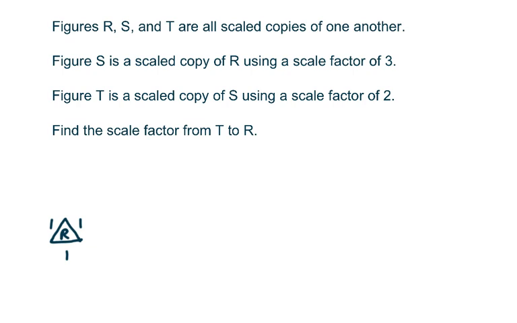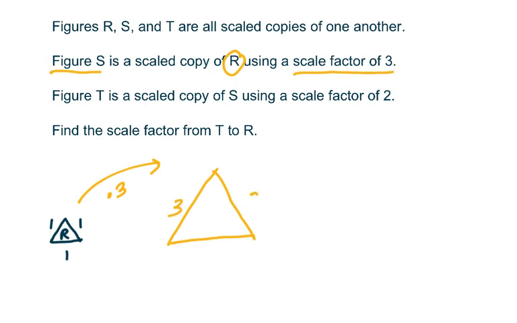From here, I'm going to use the information I have about figure S. It's a scaled copy of R, and I need to use a scale factor of 3. So this means I need to multiply the side lengths by 3. Well, 1 times 3 is 3, so I end up with a triangle with side lengths of 3. And that's figure S.